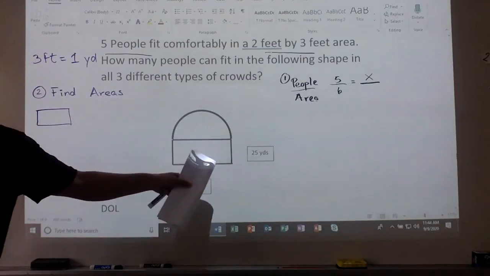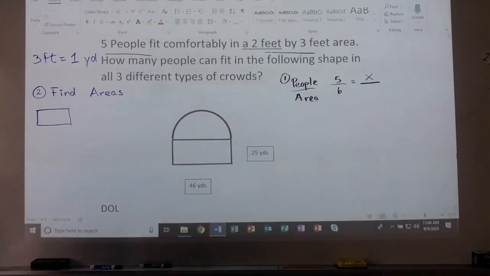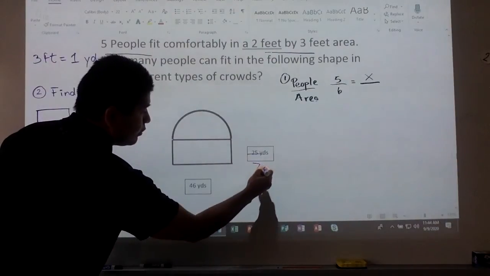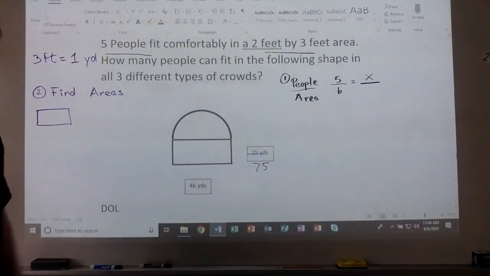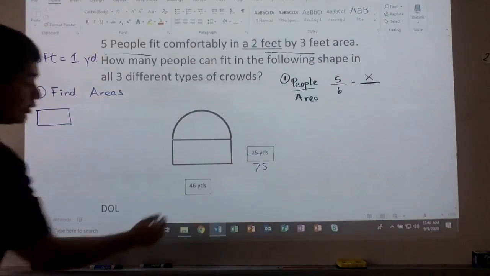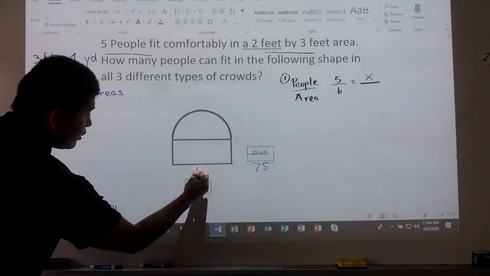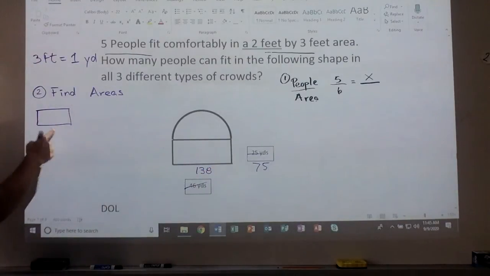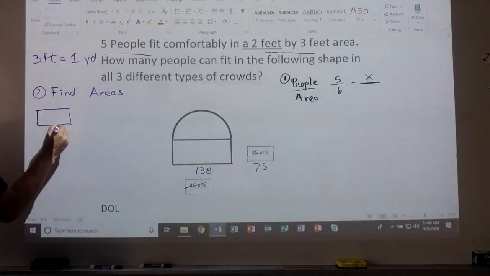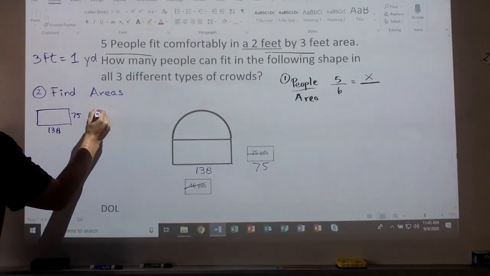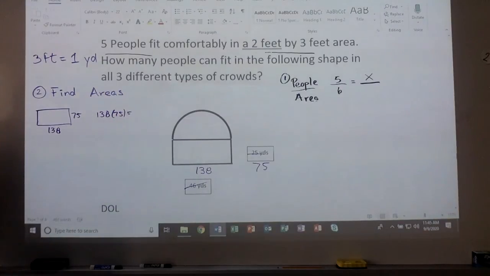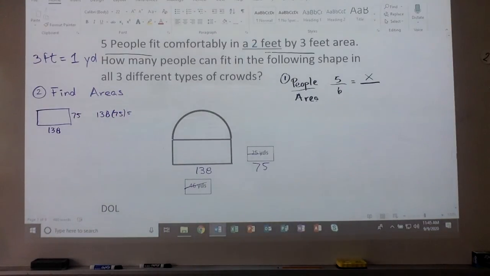So I take my number and just multiply by 3. So 25 times 3 should give you 75. 46 times 3 should give me 138. So without even noticing, I already have the measurements. So this one's 138. This one, 75. Length and width. 138 times 75. Put it in your calculator. Find the answer.